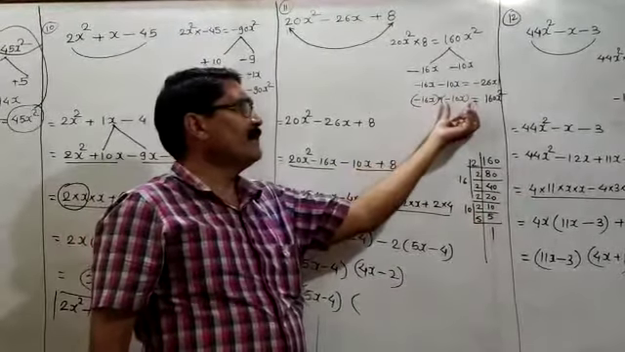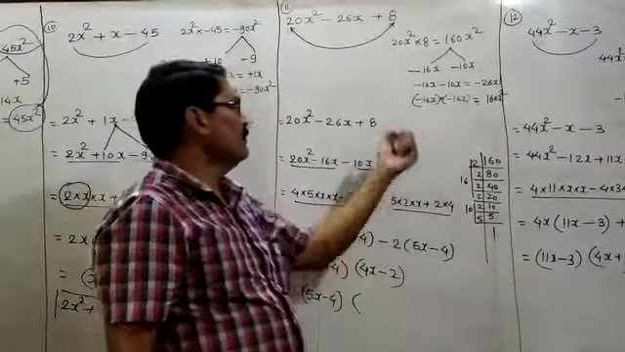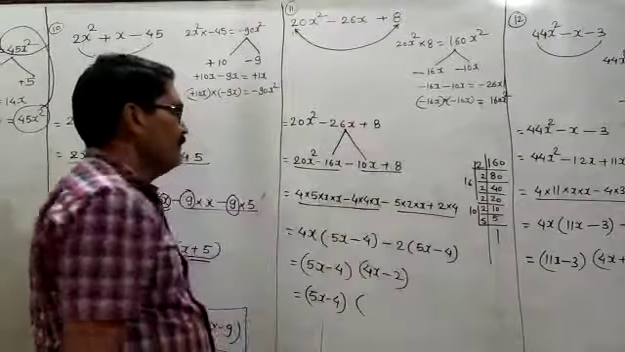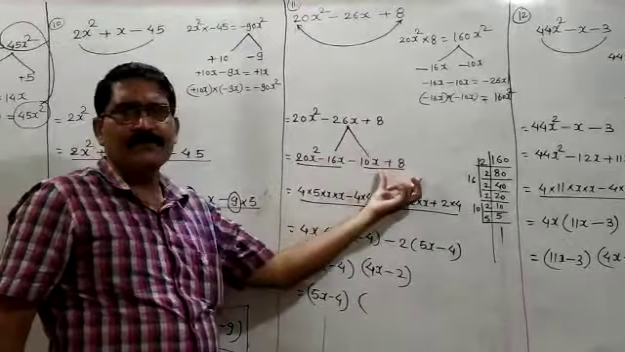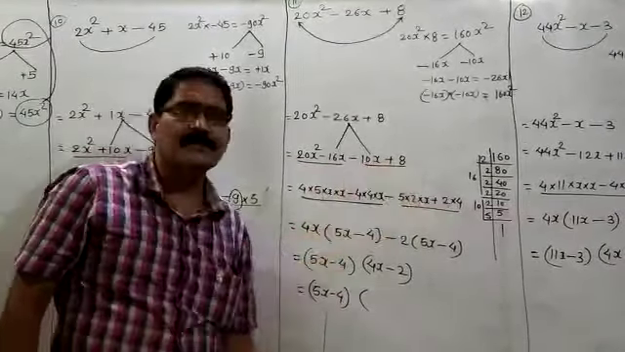Minus 16x multiplied by minus 10x is equal to plus 160x square. So you have to write minus 26x as minus 16x minus 10x. Then group the first two terms and the last two terms, and write the first two terms in product form and the last two terms in product form.